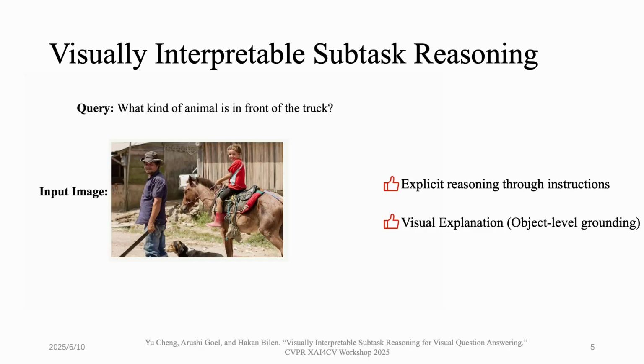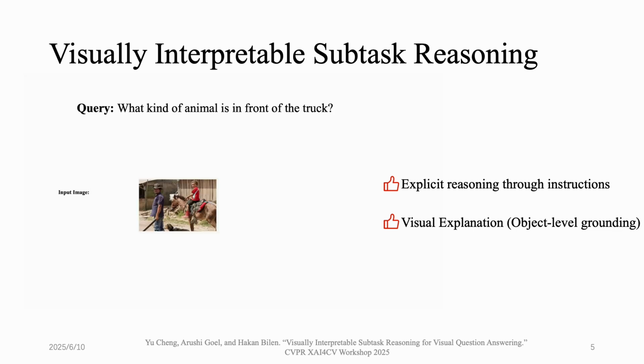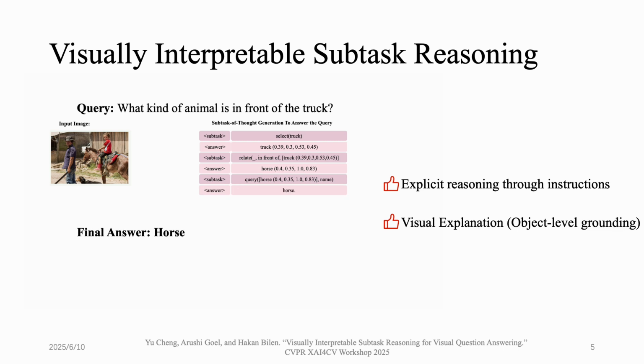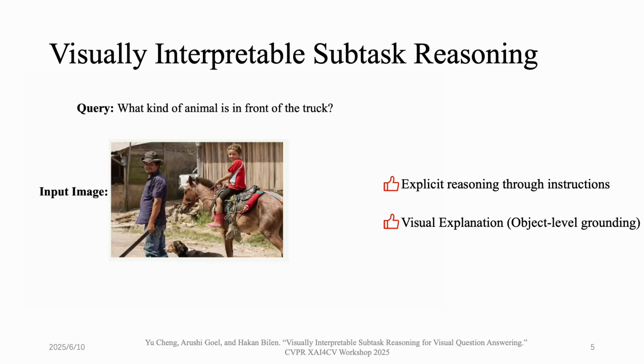So, for better interpretability and reasoning ability of MLLMs, we propose a visual interpretable subtask reasoning framework. Given a query like what kind of animal is in front of the truck, we decompose the problem into subtask sequences. These subtask sequences provide trustable textual reasoning logic and object-level visual explanation for MLLMs, which we call subtask of thought. Via subtask of thought, we could provide explicit reasoning through instructions and also visual explanations.